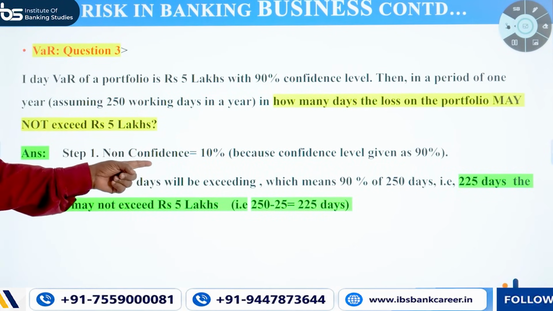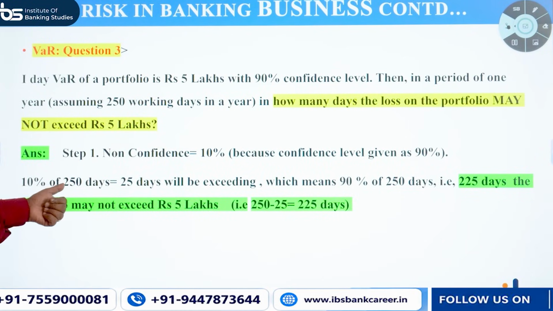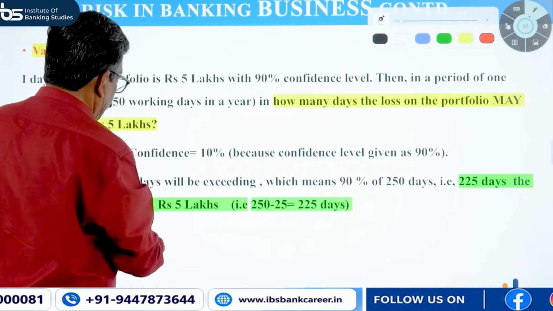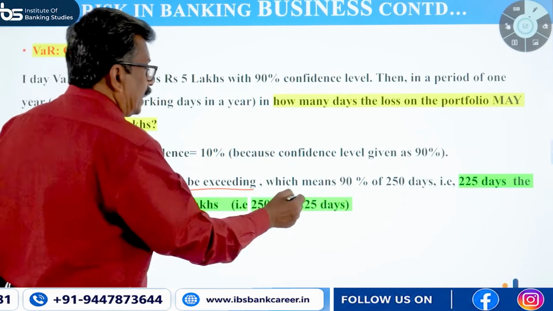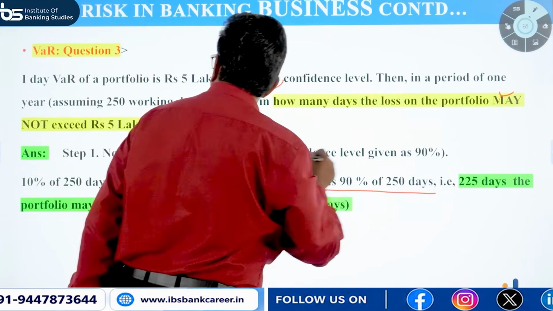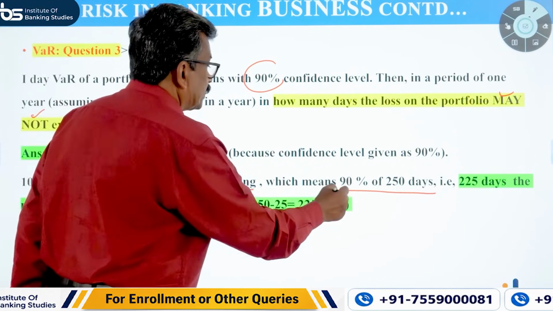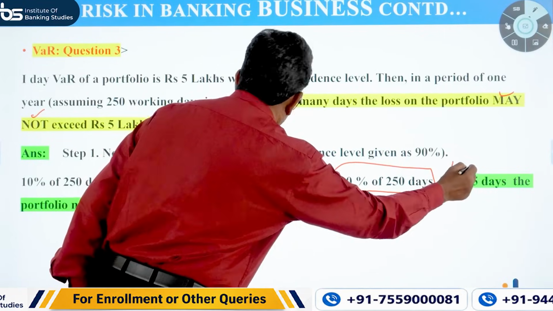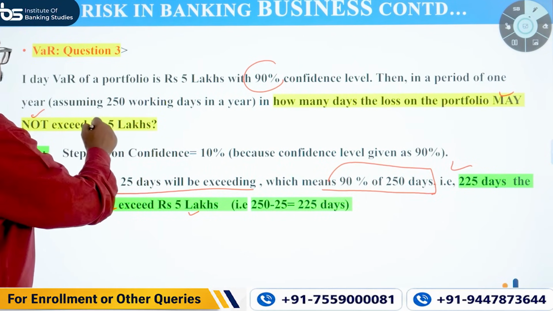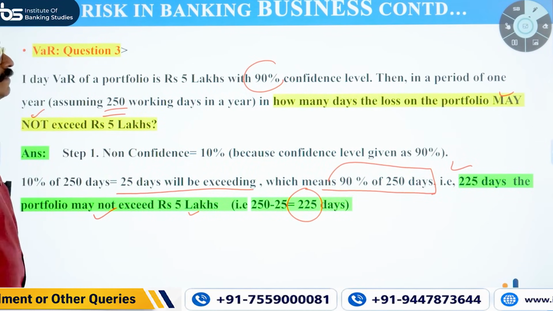So step 1, non-confidence is 10%, because the confidence level is 90%. 10% of 250 days is 25 days. That 10% is the part that will be exceeding. But since it is asking may not exceed, it is asking for the confidence level. So 90% of 250 days, that is 225 days. The portfolio may not exceed 5 lakhs for 225 days. That's the answer.